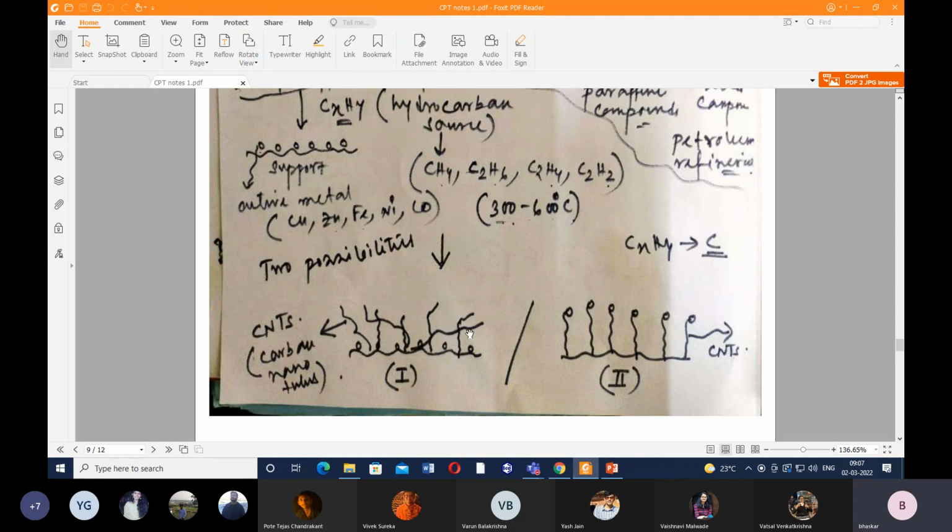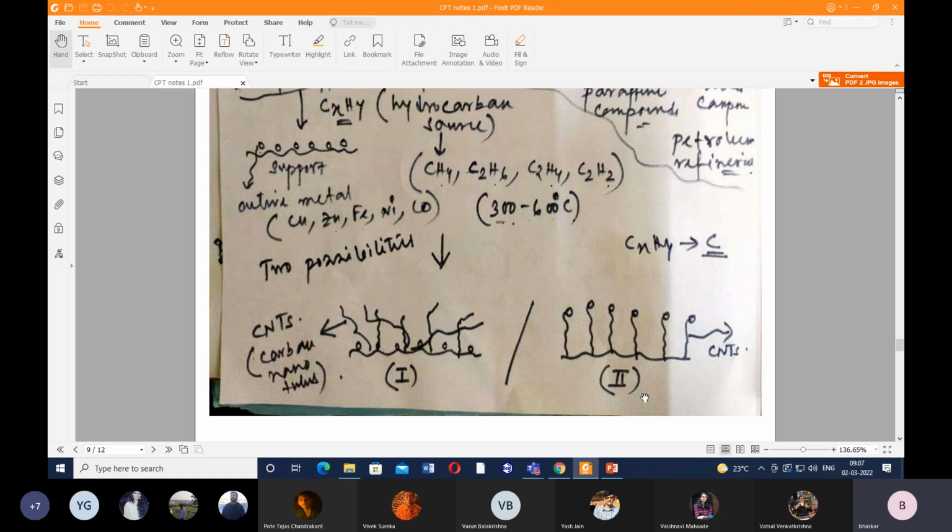And here we have more interaction between the active metal and the support, and that is why this active metal will remain adhered to the surface of the support material. However, there will be the growth of amorphous filamentous carbon from the support surface. So these are the amorphous or filamentous growth of carbon.